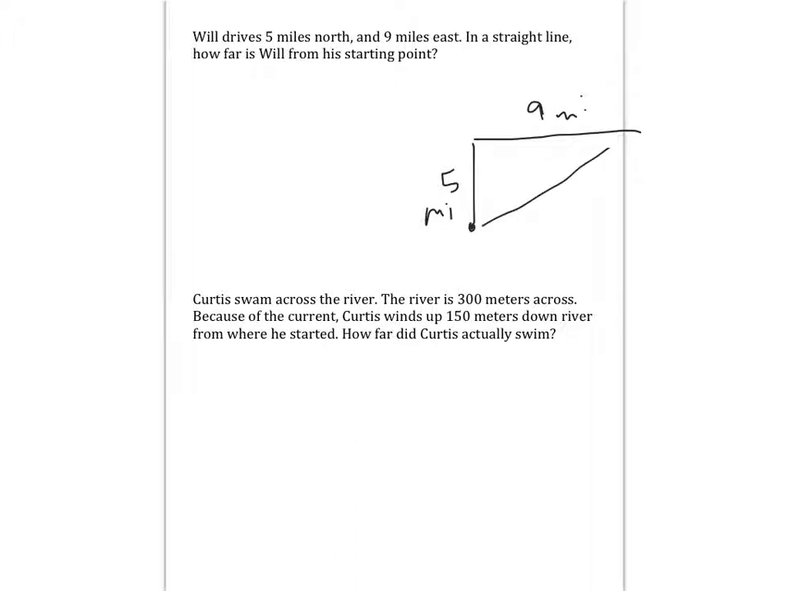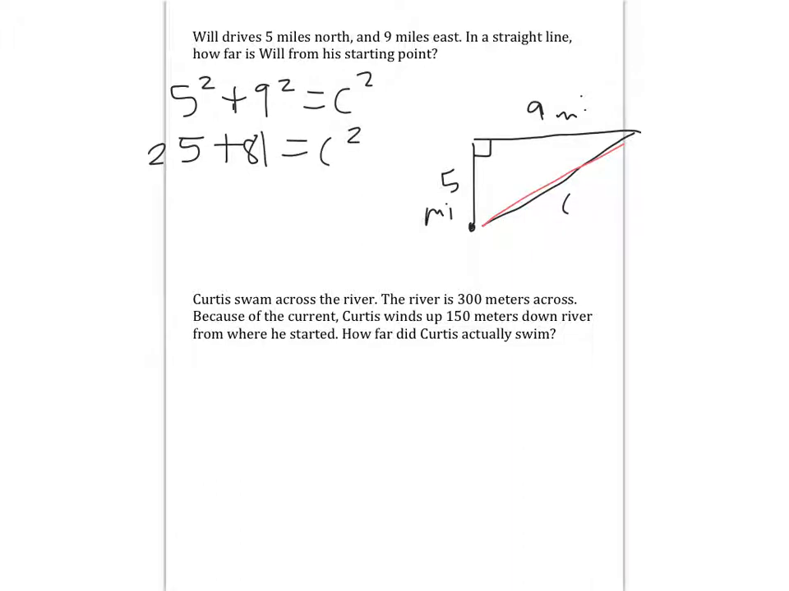So we've got to figure out here the diagonal, how far is he from his starting point? So let's figure out C, that distance that he traveled. So I'll set up 5 squared, because that's a leg, into the Pythagorean theorem, plus 9 squared equals C squared. Good, right? And I knew that that was the diagonal because this forms a 90-degree angle, and C is always the diagonal here, the longest side. And 5 squared is 25, plus 9 squared is 81, equals C squared. 25 plus 81 is 106, equals C squared.